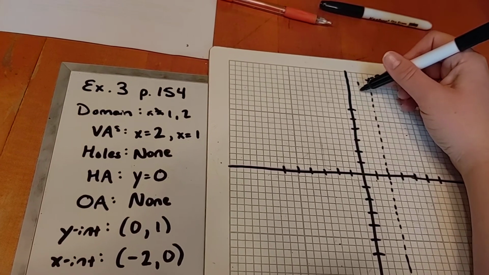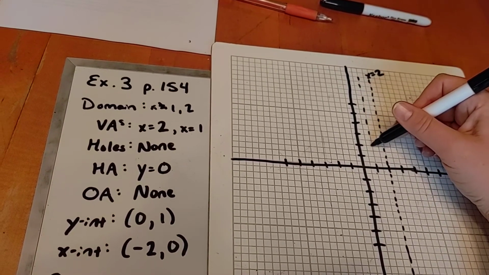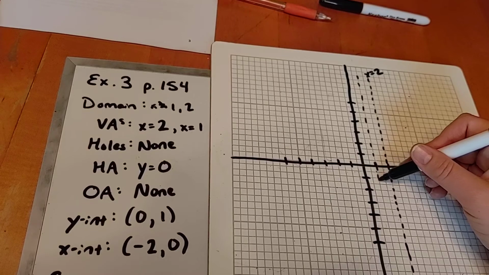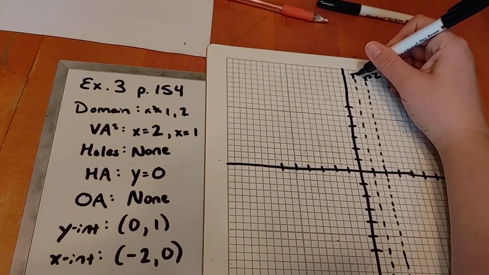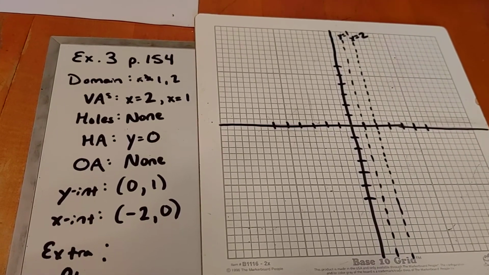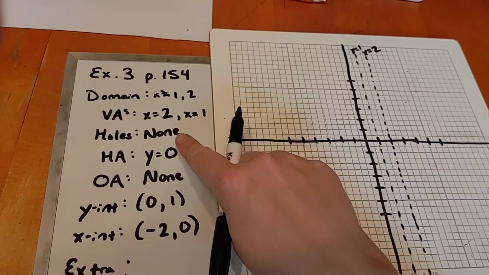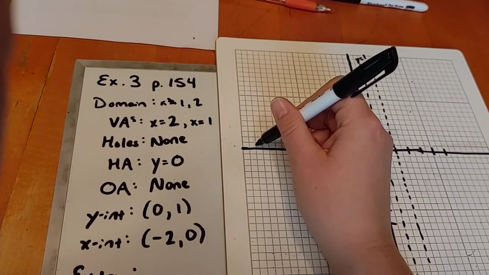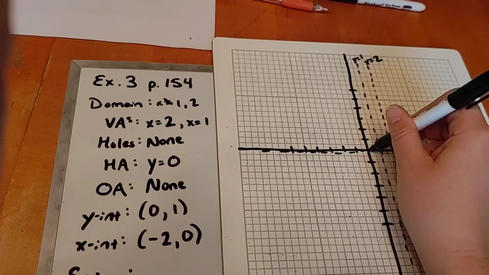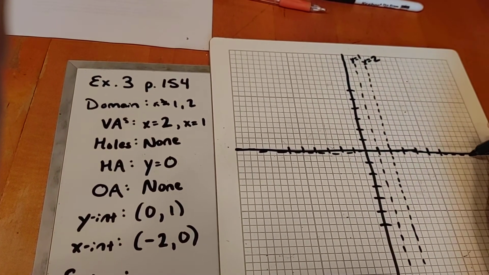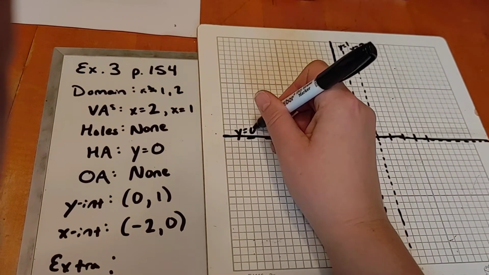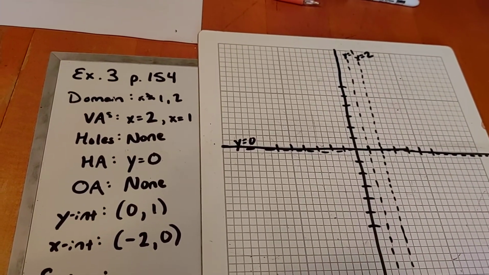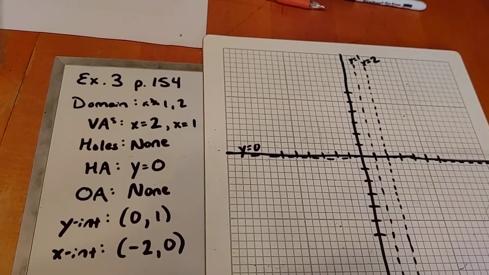This is so close by. Kind of wish I had counted by more than 2 now that I'm looking at this, but let's stick with it here. X equals 1, x equals 2. There are no holes to worry about. There is a horizontal asymptote right on the x-axis. So I did dash that even though it's a little bit hard to see. Y equals 0. Okay, there is a y-intercept at 0, 1.